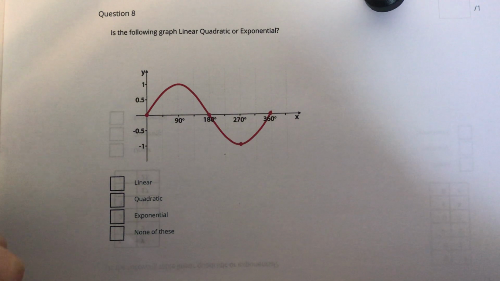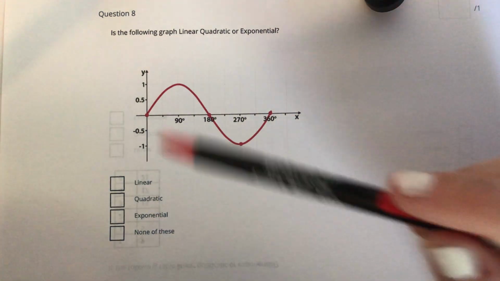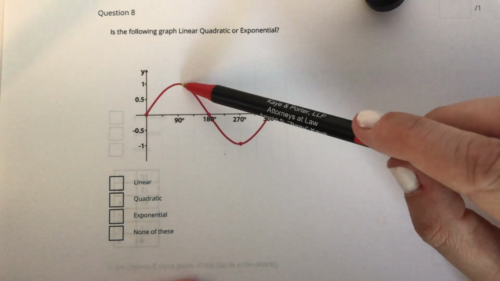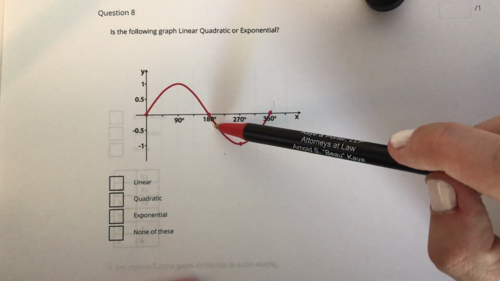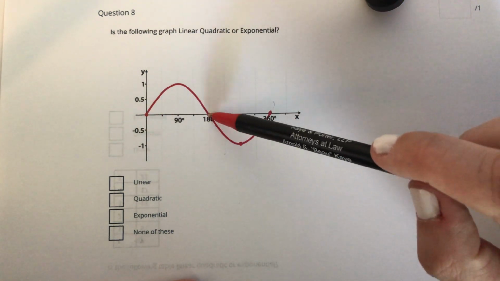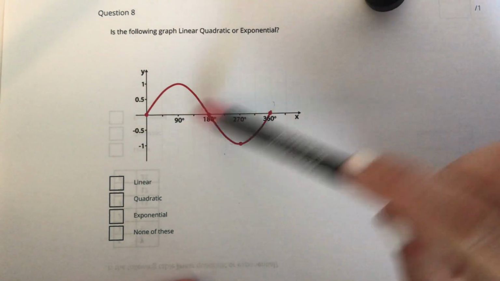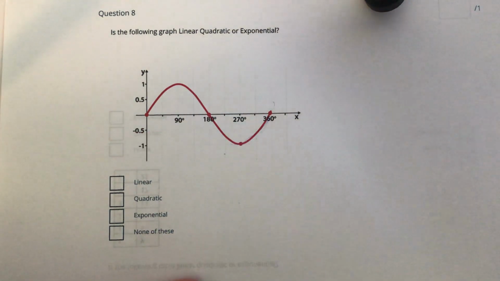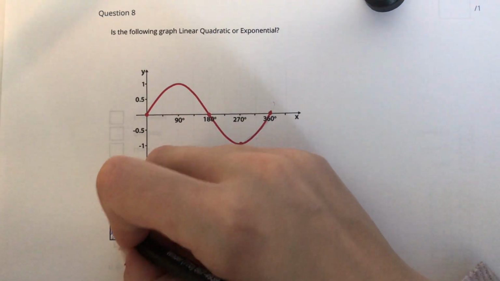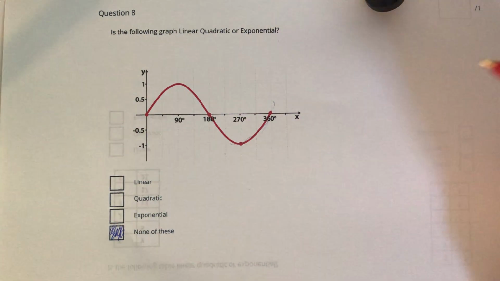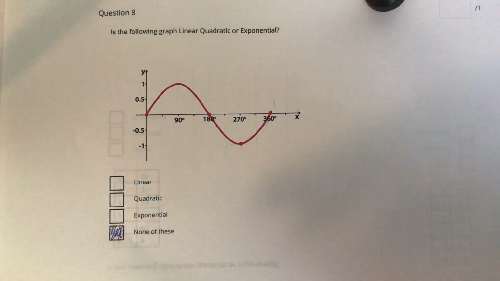Is the graph linear, quadratic, or exponential? So we're looking at this. It is U-shaped, but the whole graph is not. It's just a portion of the graph. It's not a line, and it's not suddenly going up. So this would actually be none of these. If it looks like it's going up and down like that, then it would just be none of those.